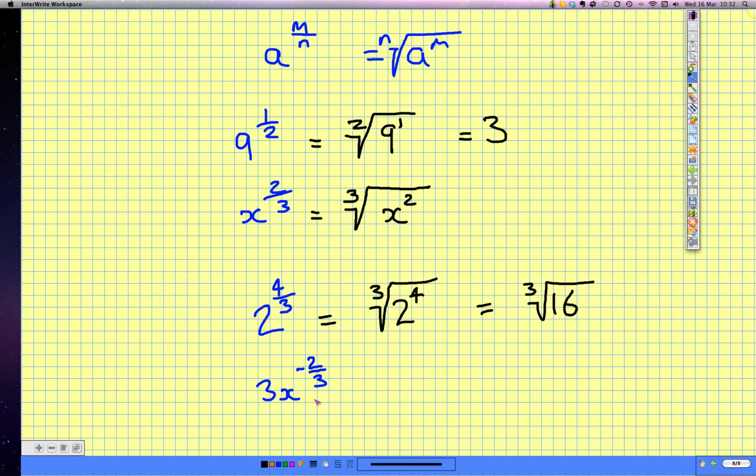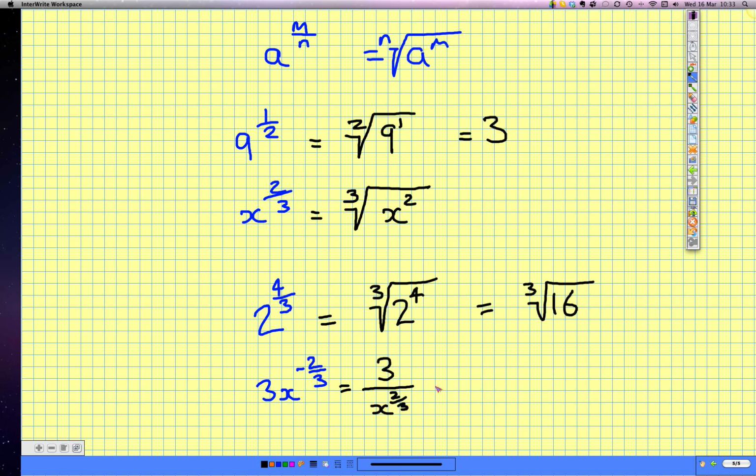And then to finish off, the really tricky one, the one that really can catch a few people out, what I've got now is a negative power and a fractional power. So let's have a look and see how this works. To start with, remember, just think about the negative power first, and what the negative does. So this becomes 3 over x to the power of 2/3. Remember that the negative just means that you have to put that on the denominator of the fraction.